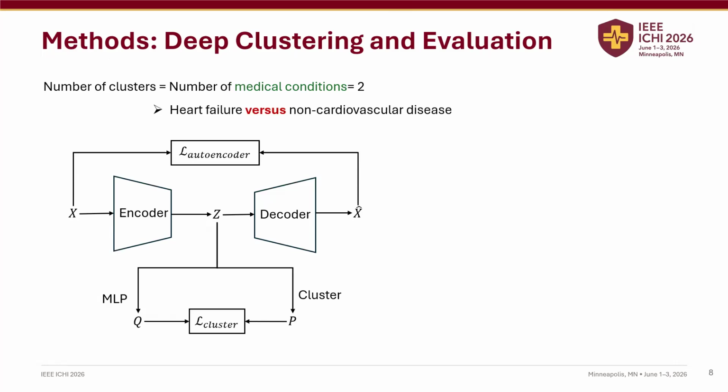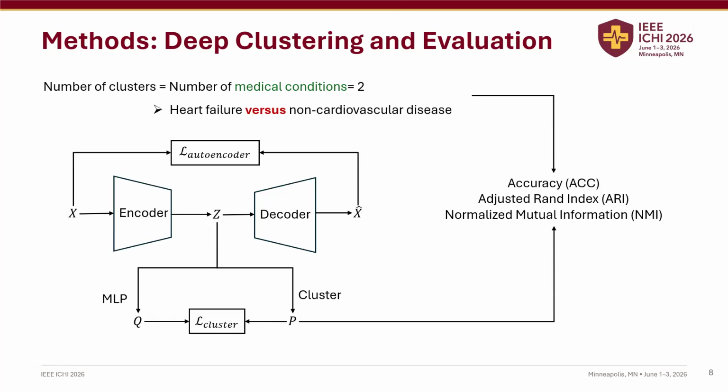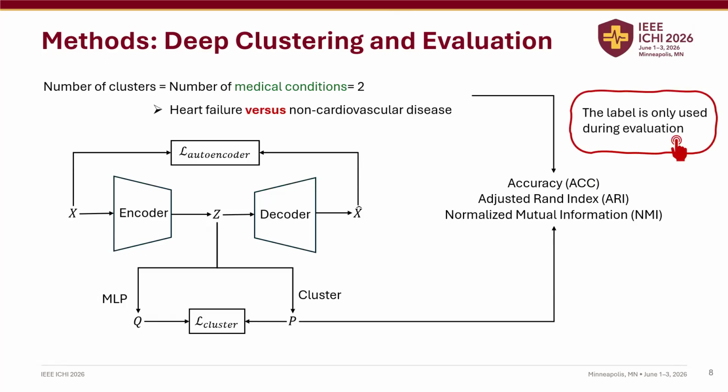The real number of clusters in our dataset is 2. Between predicted labels and the true heart failure and non-cardiovascular diseases groups, performance was evaluated using three metrics, which are accuracy, ARI score, and NMI score. Need to mention that to ensure completely fair evaluation, clinical variables are strictly hidden during the training and tuning process.